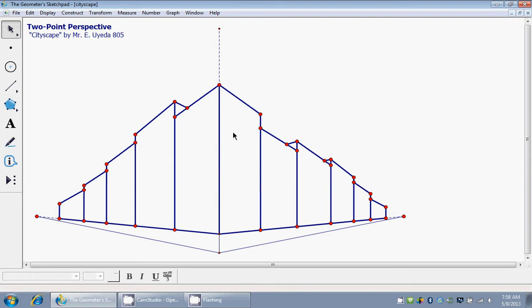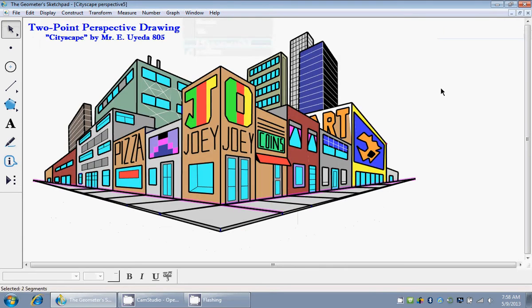Really, if your buildings aren't in perspective at this stage, then it doesn't matter how we decorate the buildings, it will never look like a real-life diagram or a real-life photograph. So let me remind you again, this is what we're going for. We've drawn all the buildings that are on the street level all the way down the street.